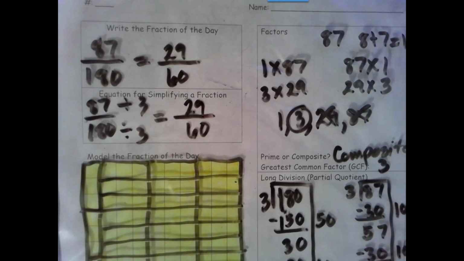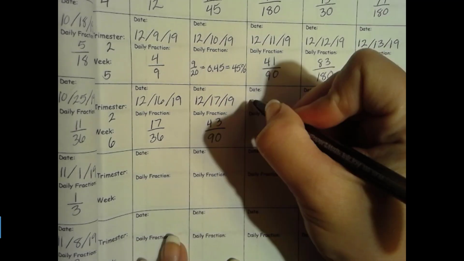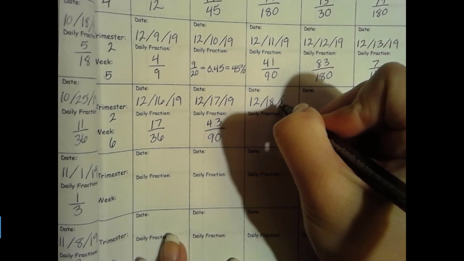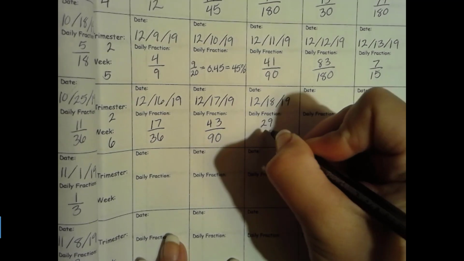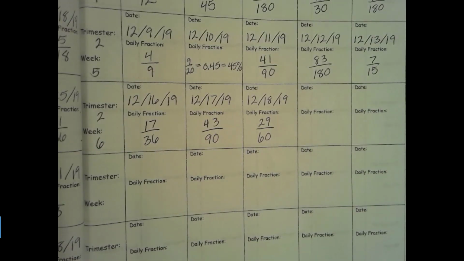All right, let's go ahead and fill in our data collection page. Okay, we are in trimester 2, week 6. Today is 12/18/19, and our fraction for today is 29/60. Okay, let's go ahead and get out our number line. We did groups of 3.